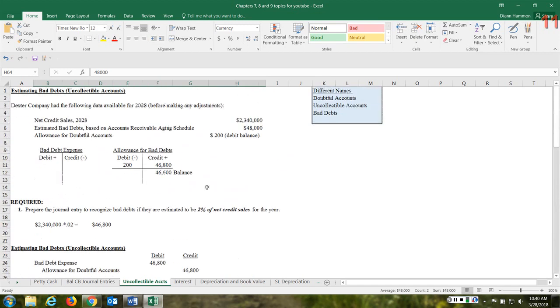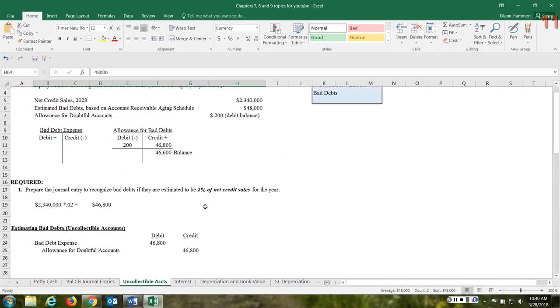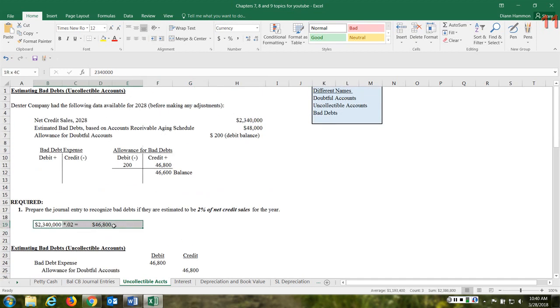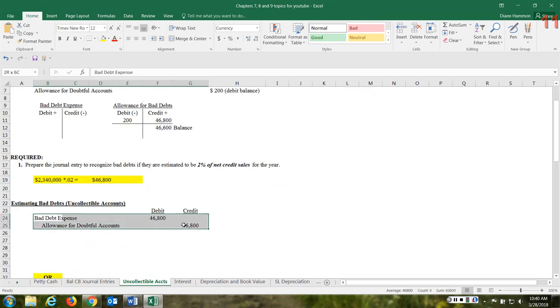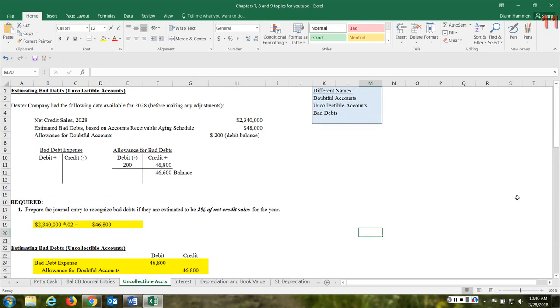When we looked at the credit sales, remember we actually looked at the sales just so we could talk about it a little bit and look at what the balance would be. But the actual calculation that you make for that account is what the journal entry is made up of as well. This concludes your estimating bad debts.